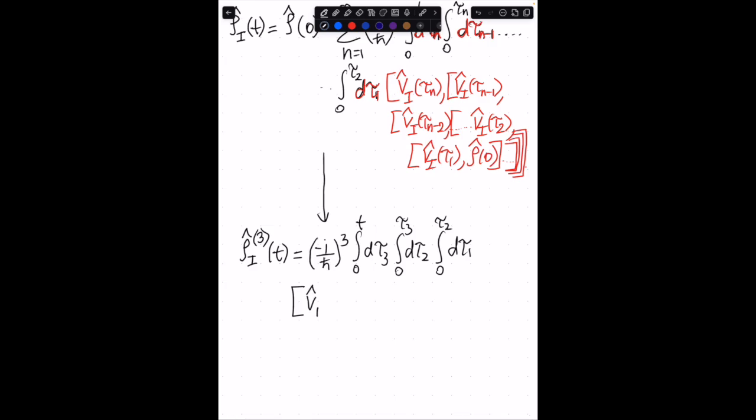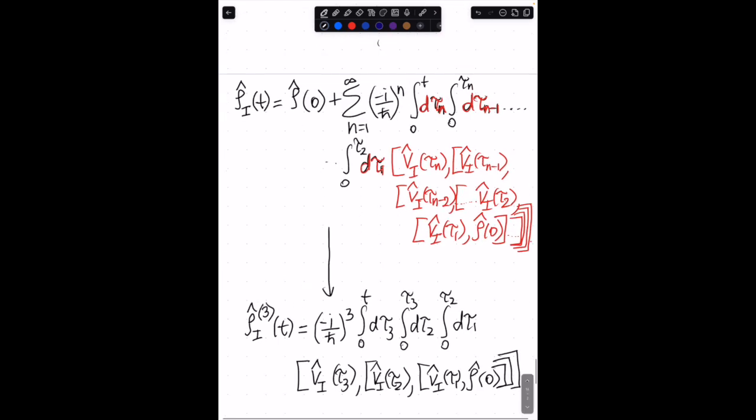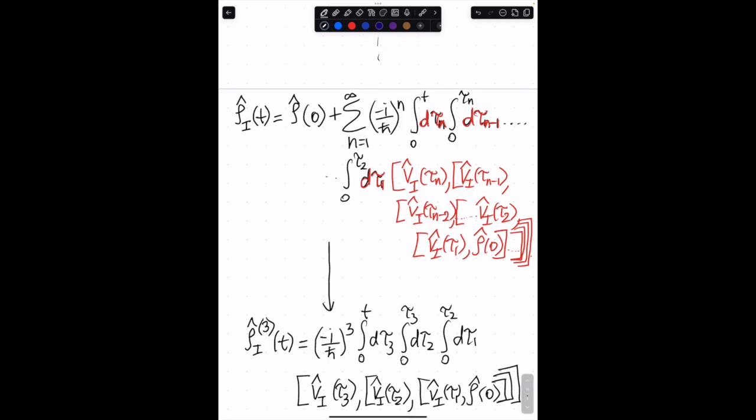So your perturbation in the interaction picture at tau 3, your perturbation in the interaction picture at tau 2, and then your perturbation in the interaction picture at tau 1, along with rho at time 0. Okay, so before I proceed, as I promised, the time ordering of the variables.